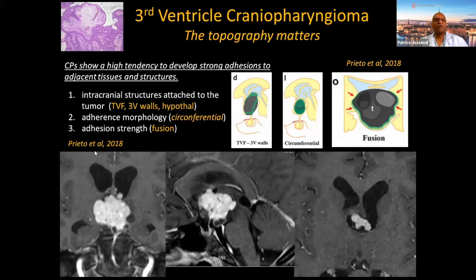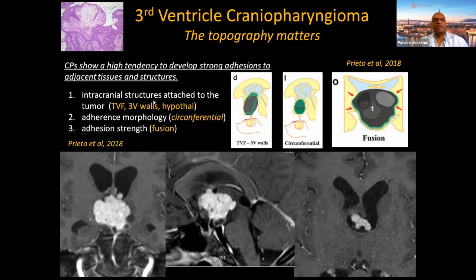So Prieto described 3 main characteristics found on MRI that could predict the adherence of the tumor to the adjacent structures and thus predict the feasibility of gross or partial total resection. So the surgeon needs to know what kind of adherence is there depending on the adjacent structure.